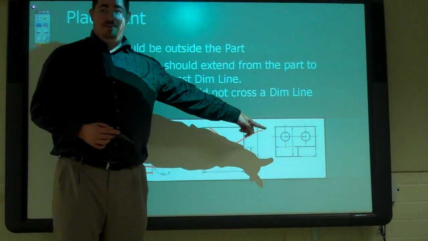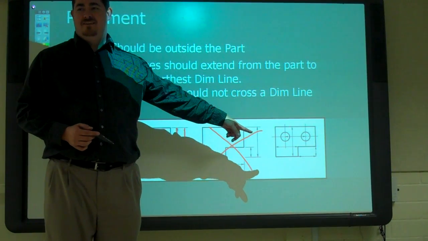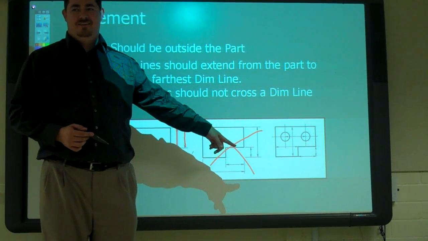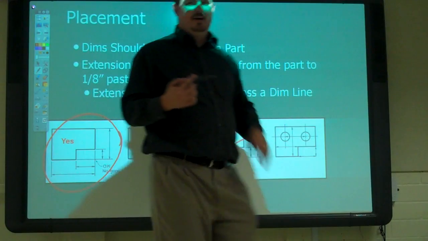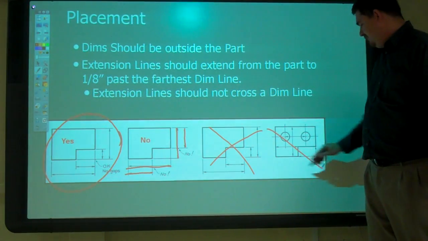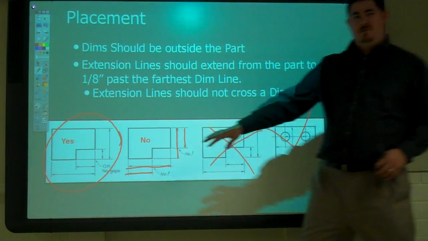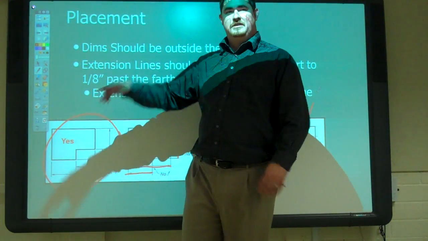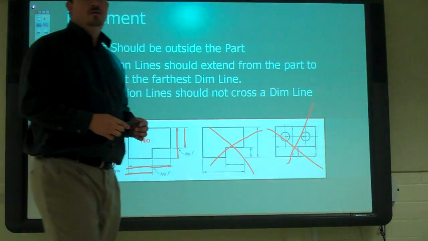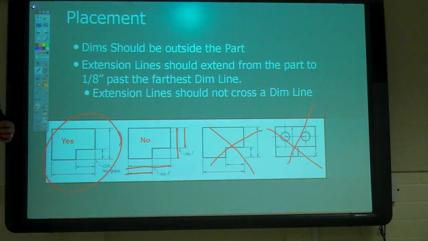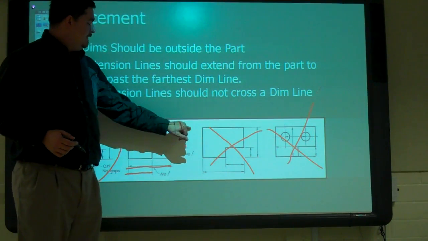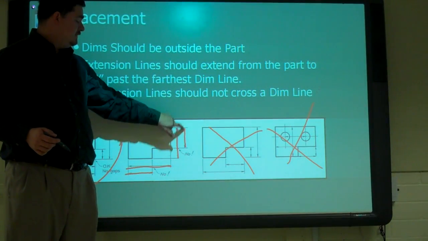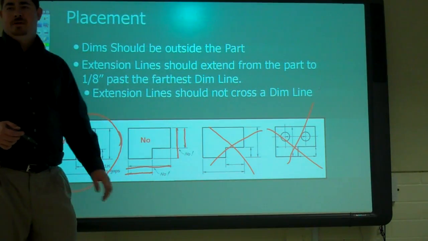What about that one? Everything's on the inside of the part. Yeah, everything's inside the part. It's a hot mess, right? We want to be outside the part, because we want to be able to see the part clearly, and then see the dimensions outside of it. Okay. Questions? You also notice the extension line is coming out about an eighth of an inch past our dimension line.